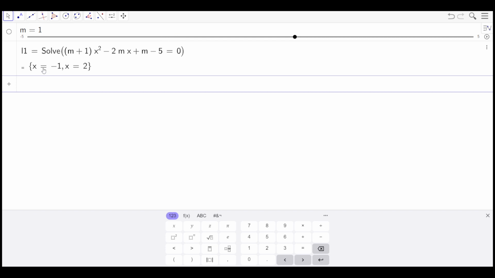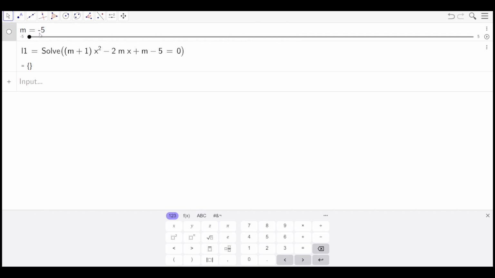GeoGebra gave you 2 answers, but for which value? You see, this is the slider. By default, GeoGebra always chooses from minus 5 to 5. And what value of m is right now? 1. And that is exactly, unfortunately, our choice, which gives these answers minus 1 and 2. But let us see what happens.